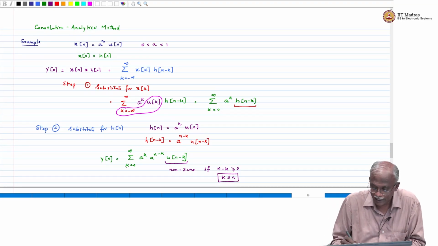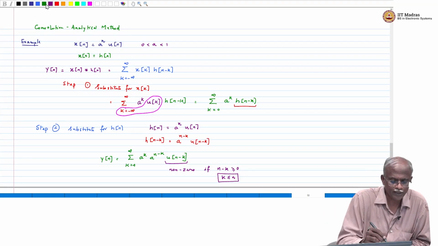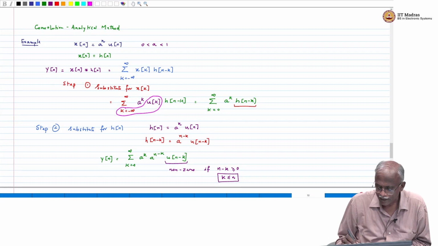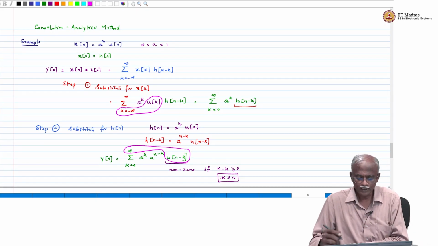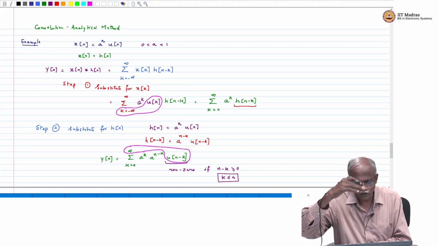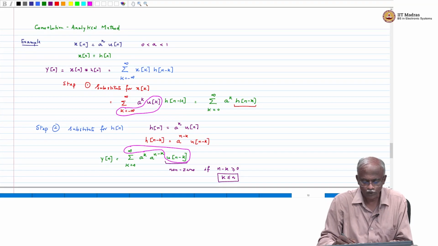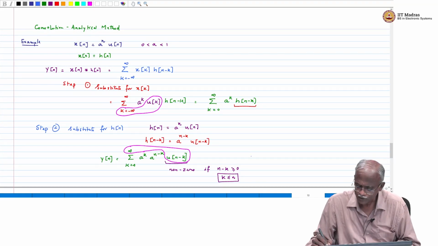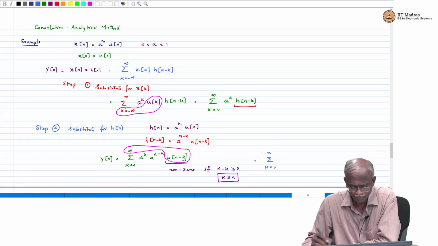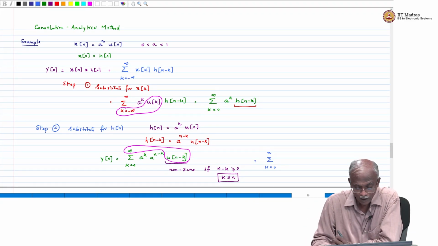So, that means k cannot go all the way to infinity, because there will be a lot of zero valued terms. Combine these two together, the upper limit and this u of n minus k, and you will find that the upper limit can go to infinity, but many of them are zero valued terms. So, till where will you get non-zero terms? Only until you go to the value of n. Okay, so this is equal to summation k equal to 0 through n. Upper limit is n. a power k, a power n minus k.